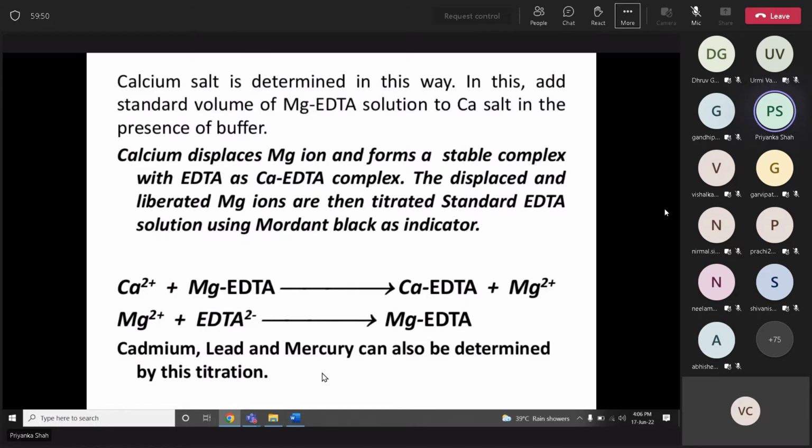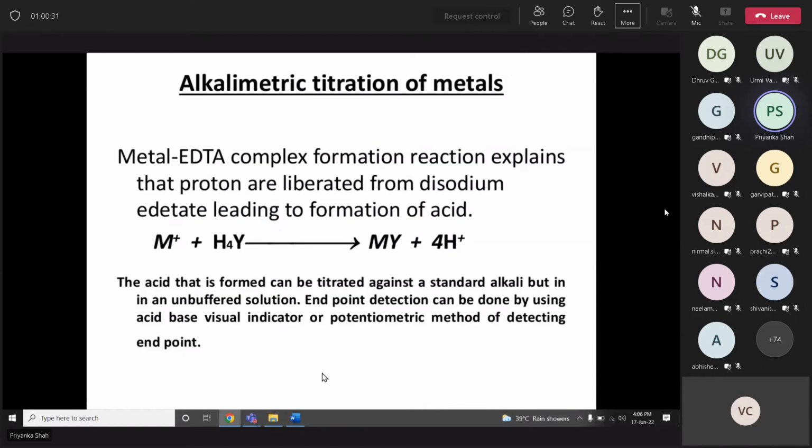So see, this is one example. Calcium salt is determined in this way: a standard volume of magnesium EDTA solution is added to the calcium salt in the presence of buffer. So what will happen? Calcium displaces magnesium ion and forms a stable complex, because the stability of calcium EDTA is more, right? As the Ca EDTA complex is more stable, the displaced and liberated magnesium ions are then titrated with standard EDTA solution using mordant black as the indicator. So cadmium, lead, mercury can also be determined by using this replacement titration.